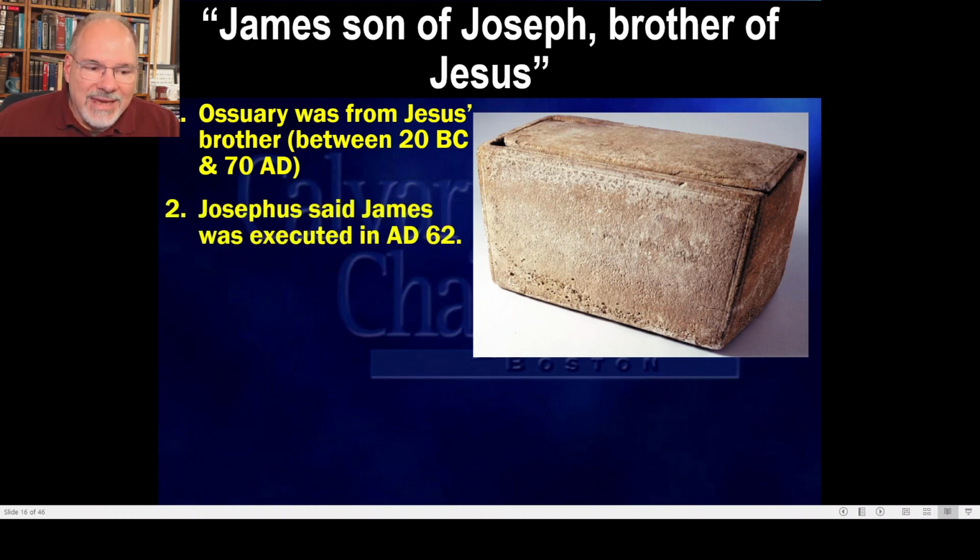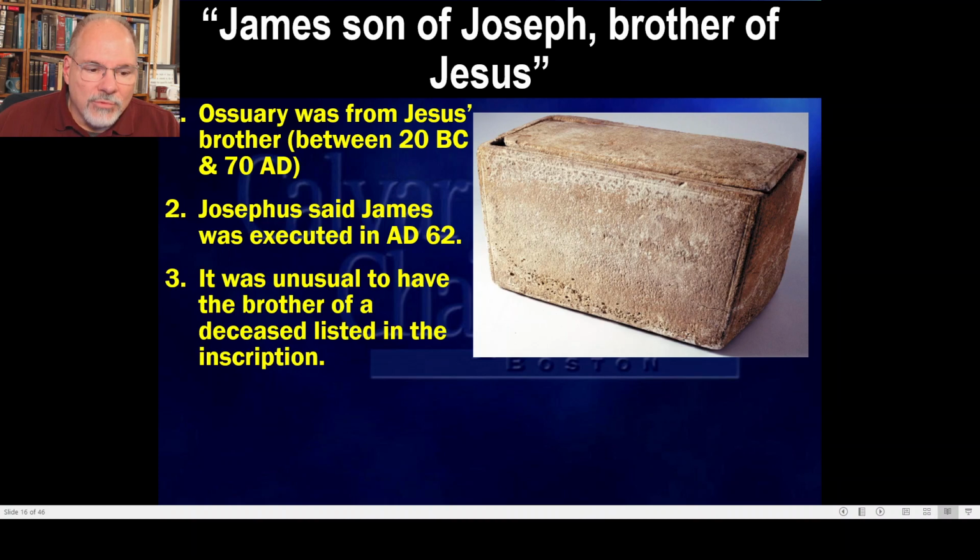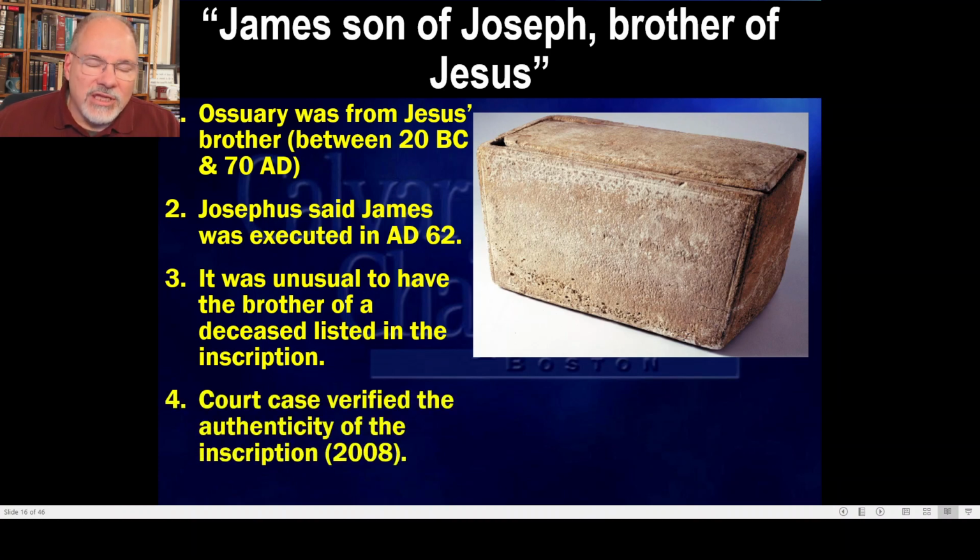Josephus said James was executed in 62 AD. Okay, so that would fall within that time frame. It was unusual to have the brother of a deceased listed in the inscription. However, Jesus was so popular and there was so much made of him, obviously, in the first century, that it would make sense. And there was actually a court case in 2008 that verified the authenticity of the inscription because it was challenged so much.